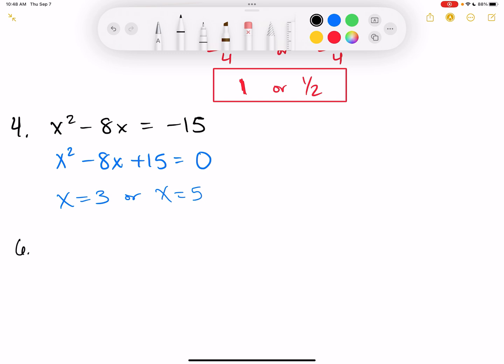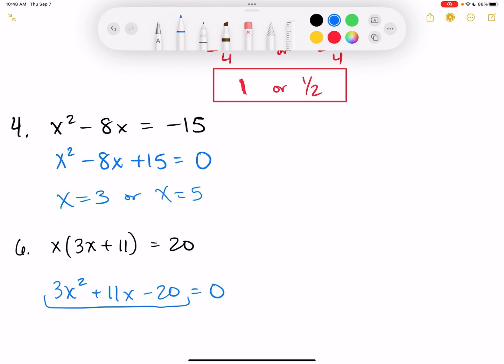Like with this one, x times 3x plus 11 equals 20. Now, before we start, you can go ahead and write this as 3x squared plus 11x minus 20, and you can type this in. The other option, you could actually put it into your y equals this way, and as long as you have that parentheses on there, it'll graph it the same way. I would probably tend to do it this way just because of what I'm used to, but you don't necessarily have to.